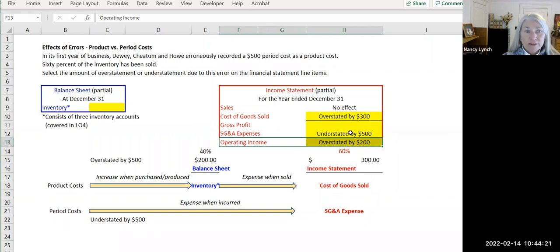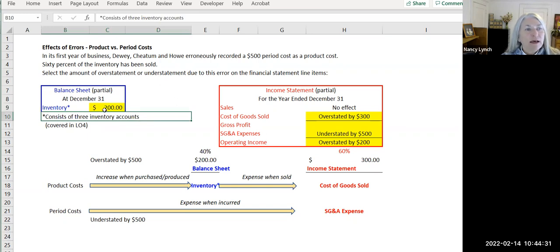Now, on the balance sheet side, this is overstated by 200, too high. So if you think about the balancing of the accounting equation, assets are too high by 200, inventory, and then income becomes part of retained earnings. So your shareholders' equity will be too high by 200.